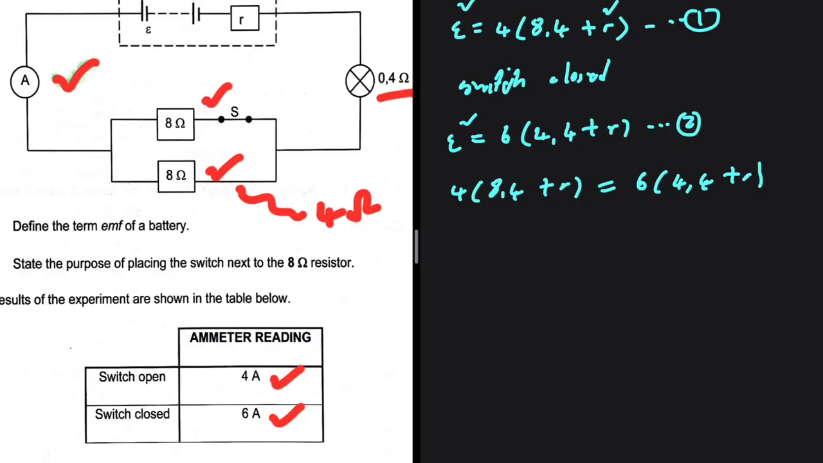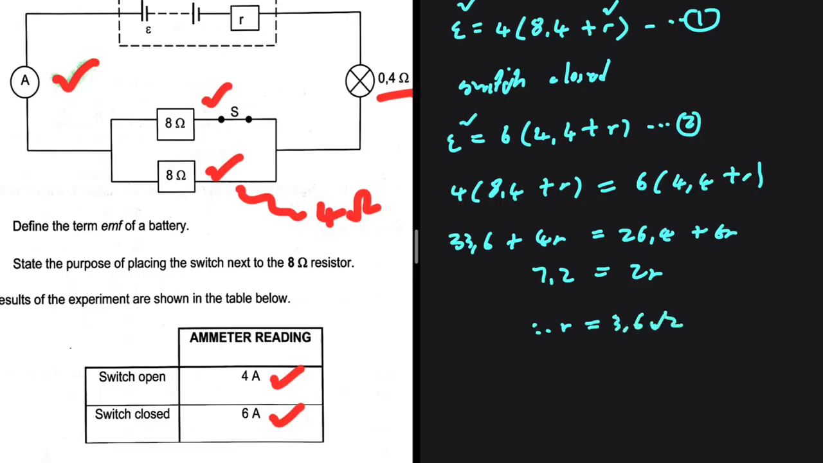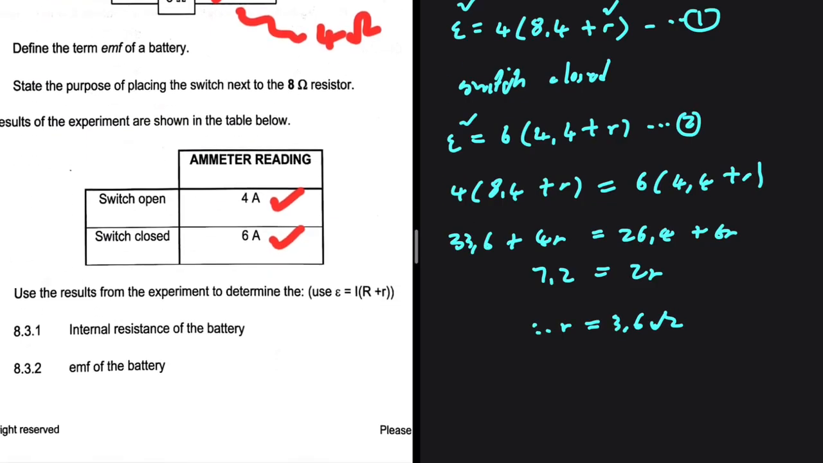On the left hand side, we're going to have 33.6 plus 4R equals 26.4 plus 6R. Moving 26.4 to the left hand side, we get 7.2 equals 2R. If we divide both sides by 2, we get R equals 3.6 ohms. So that is our internal resistance.